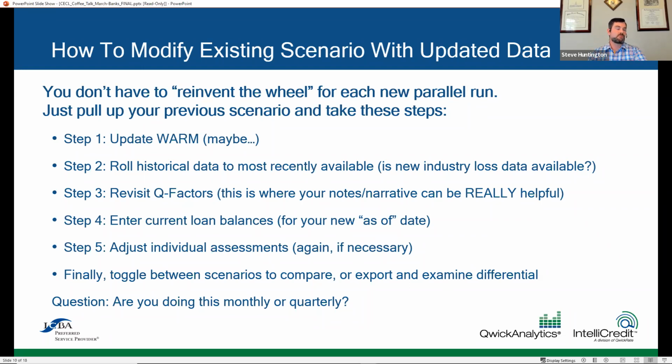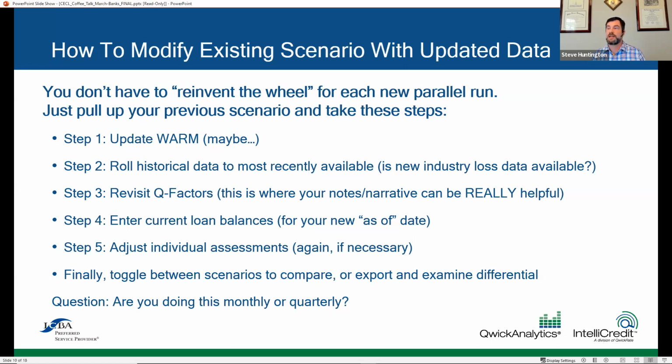Second step is rolling the historical data to the most recently available. If you have crossed that quarterly threshold, where we have an entire new quarter of historical loss data on the entire industry, not just your bank, but all your peers, you're going to want to make sure that we push that data from last quarter to this quarter, and I'll show you how to do that in just a moment.